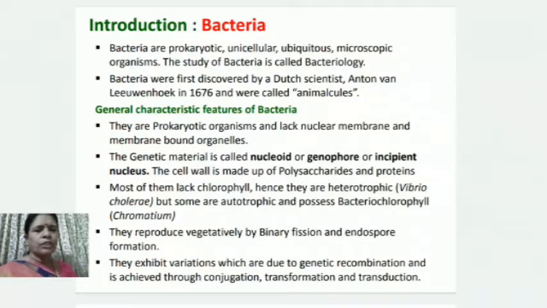They reproduce vegetatively by binary fission and endospore formation. They exhibit variations which are due to genetic recombination, and it is achieved through conjugation, transformation and transduction.